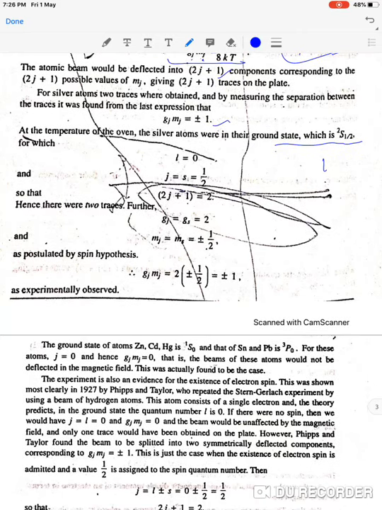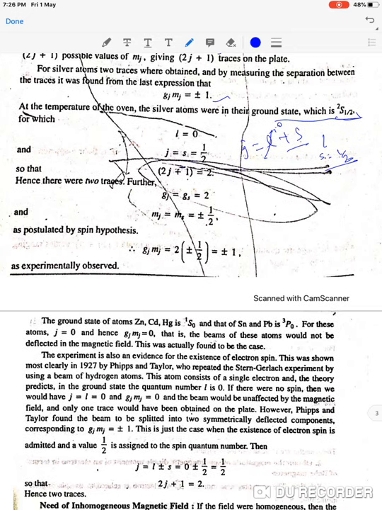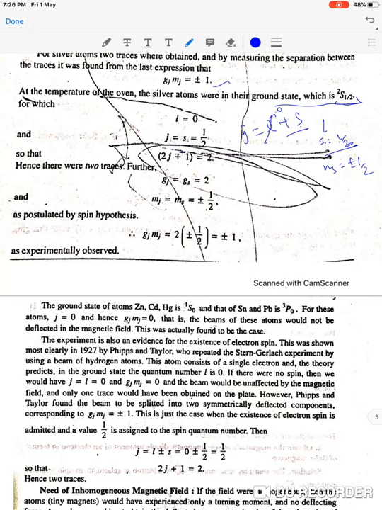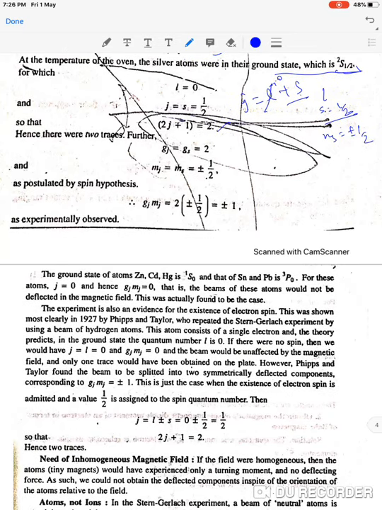So in the ground state, for this state L is equal to 0 and J is equal to S, since J is equal to L plus S. If L is equal to 0, then S is equal to half, as the spin is half, having ms equal to plus minus 1 by 2. So J becomes equal to S, and this S is equal to 1 by 2. So the 2J plus 1 value comes out to be 2, hence there were two traces.